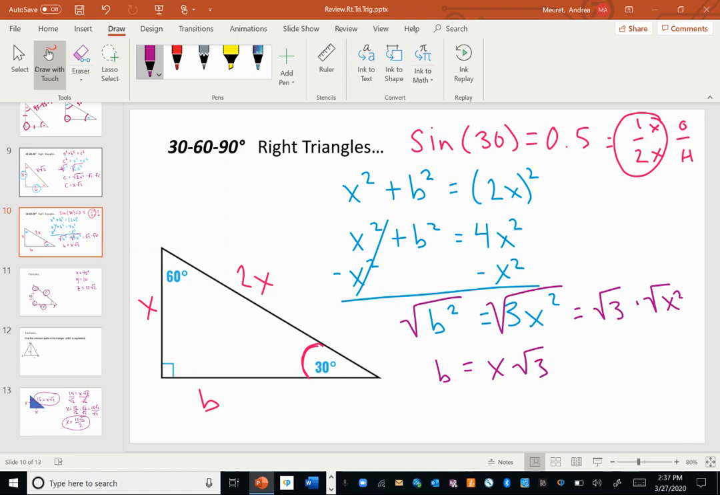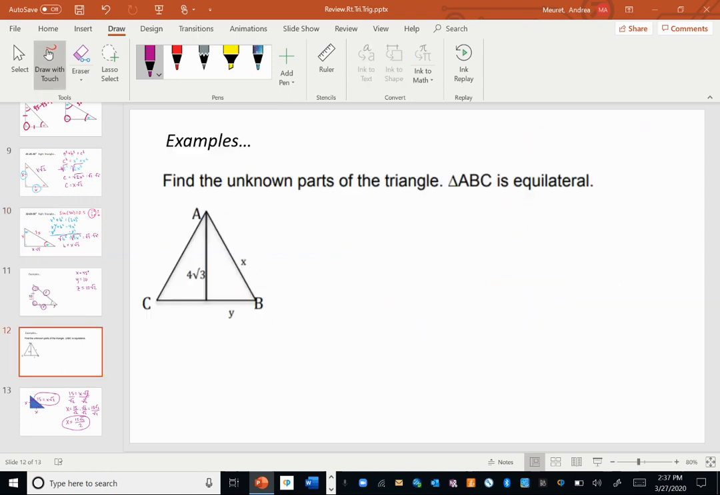So in a 30, 60, 90 degree right triangle, the short leg, the long leg, and the hypotenuse all have this relationship. The short leg is x. That means this long leg would be x root 3, and that's the leg opposite the 60 degree angle. And then the hypotenuse opposite the right angle is equal to 2x. So that will help us with problems such as this.